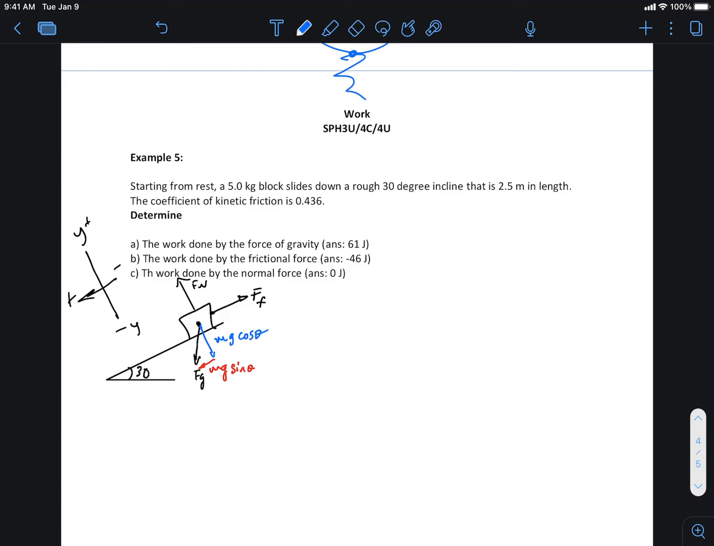Okay, and what I want to find is the first part here, the work done by the force of gravity. I'll do it in red, right? Because the force of gravity is doing some work. But remember, its perpendicular component is not doing any work. And so the component of the gravitational force doing work in this problem is mg sine theta, because it's what's causing the block to go down the incline, right?